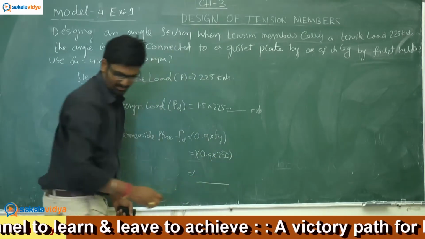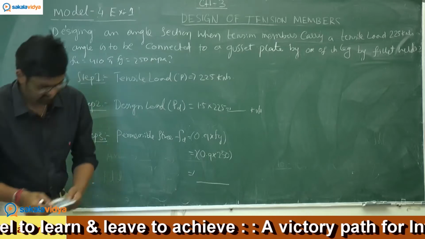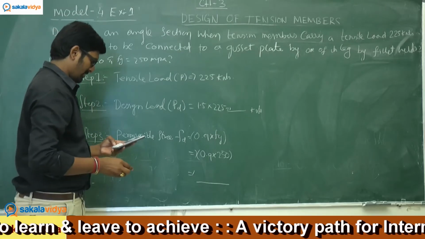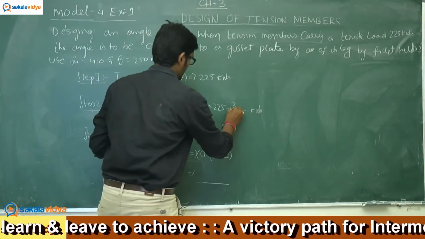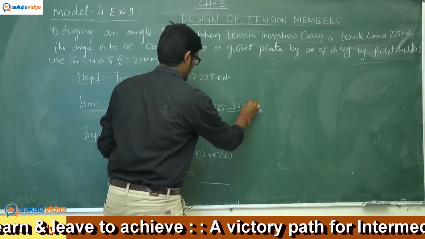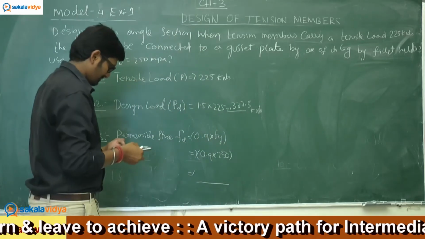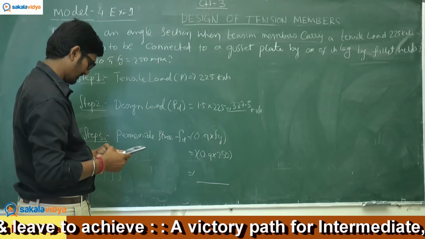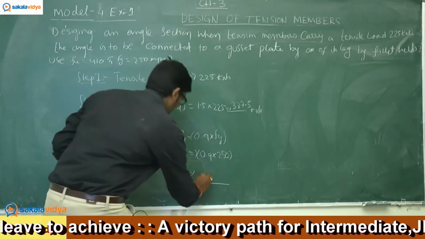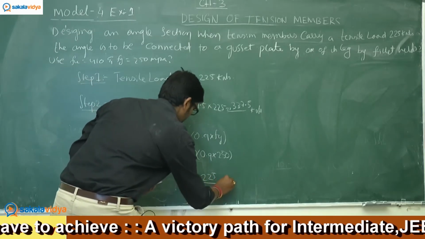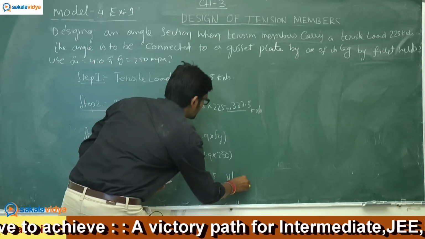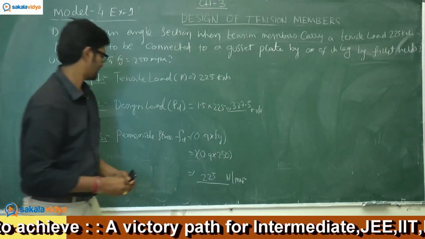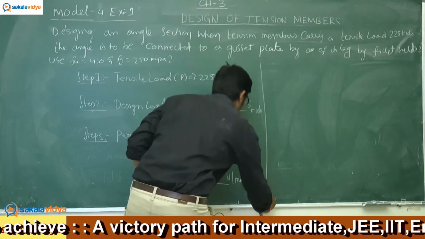Okay, let us calculate these values. So 1.5 into 225 is 337.5, and the units here are kilonewtons. 0.9 into 250 is 225 Newton per mm square. What is the next step? We need to find the area.